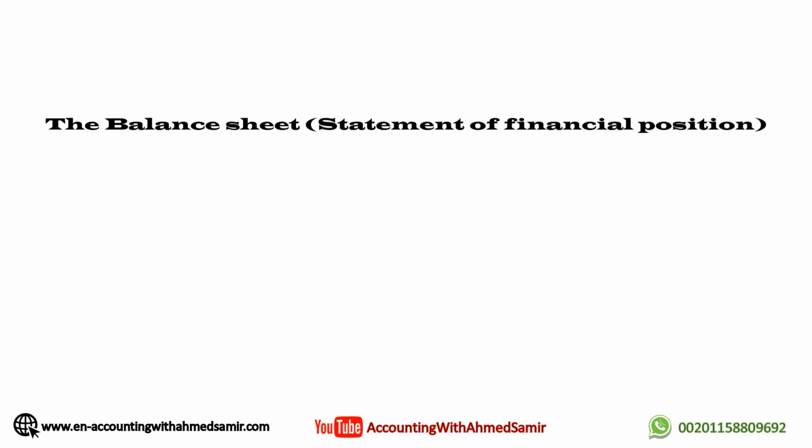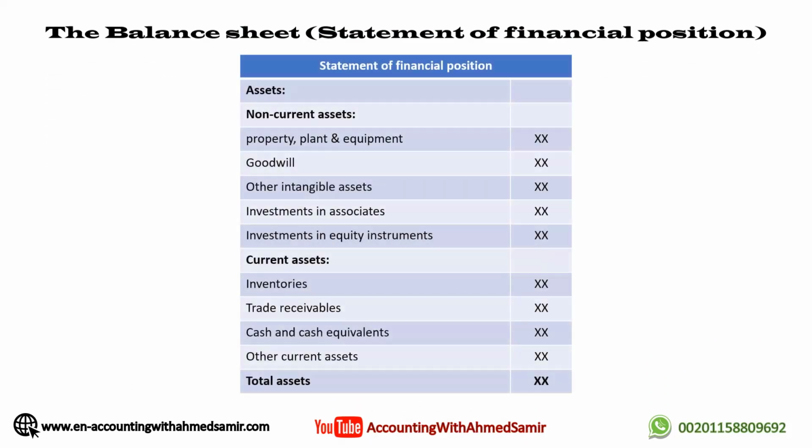In this video we will review together the balance sheet, the statement of financial position. Assets. The first category under assets is non-current assets, which contains property, plant and equipment, goodwill, other intangible assets, investments in associates, investments in equity instruments. The second category under assets is current assets, which contains inventories, trade receivables, cash and cash equivalents, other current assets. Combining non-current assets and current assets, we will have total assets.